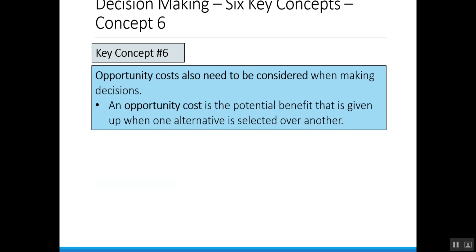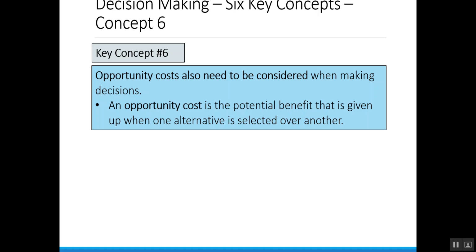And then finally, opportunity costs need to be considered as well. An opportunity cost is a cost of something we're giving up, something we could have done with the space. So if we're looking at floor space in a store and we say, okay, we can either use this space for these kind of products or those kind of products.